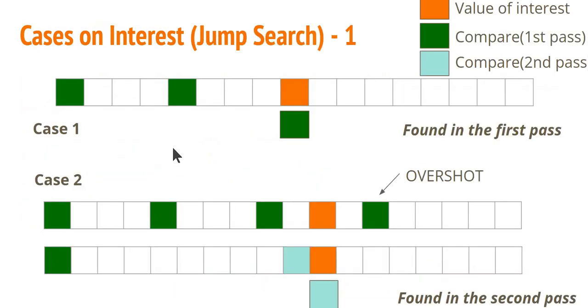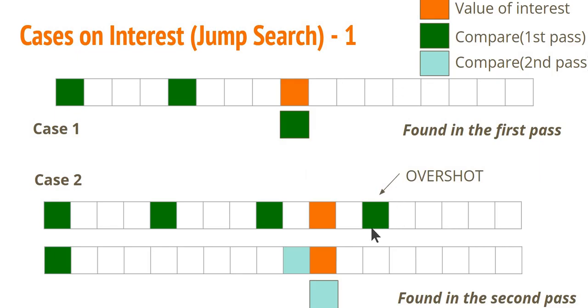Case number 1 is a situation where, for example, we are going in jumps. So green is what we are searching. The orange item, which is the value of interest, happens to be right on the grid, right on the jump grid, let's say. So I find it, first pass itself, we are done. Case number 2 is where the item is in the list but not on those jump locations. So never mind, we are going to move forward.